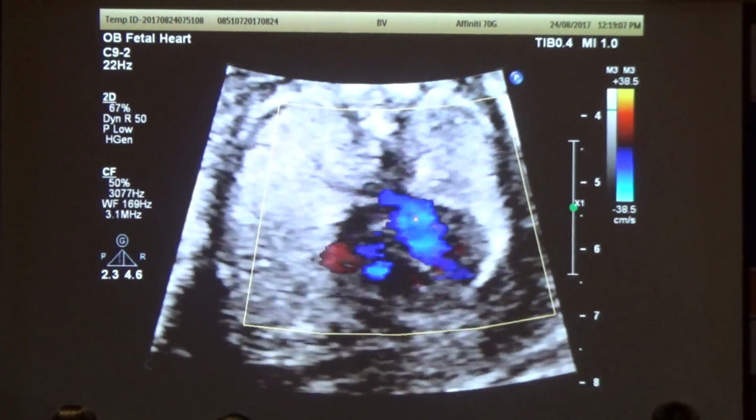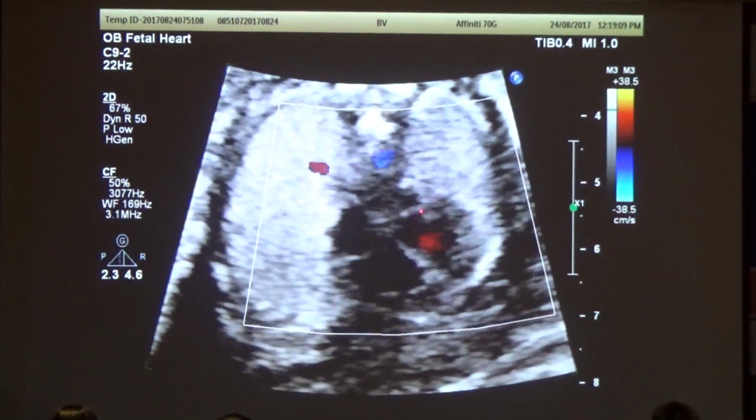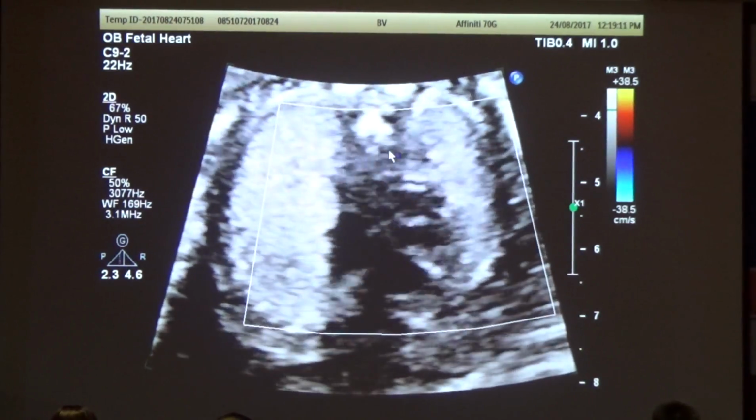If you want to look at the back of the heart, then we raise the scale. This here is the descending aorta there, see?